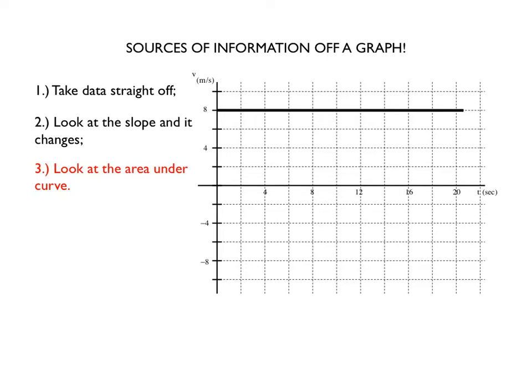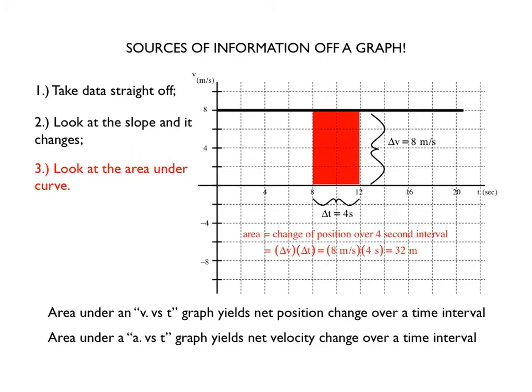Third thing you can do is not very useful for position versus time graph, but if you happen to have a velocity versus time graph or an acceleration versus time graph, looking at the area under the curve can be quite useful. So I'm going to assume I have a velocity versus time graph, and I'm going to additionally assume I have an object that's moving at 8 meters per second. 8 meters per second essentially means that every second the body's going to move 8 meters. So if you go for 4 seconds, that's going to end up being 32 net meters that the body will displace.